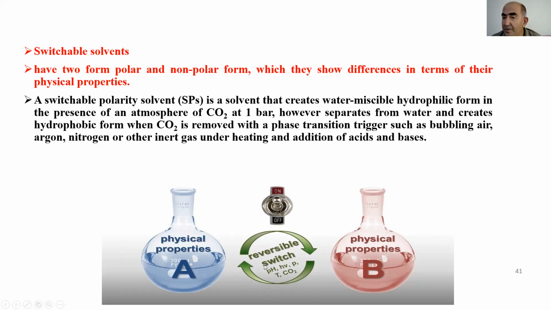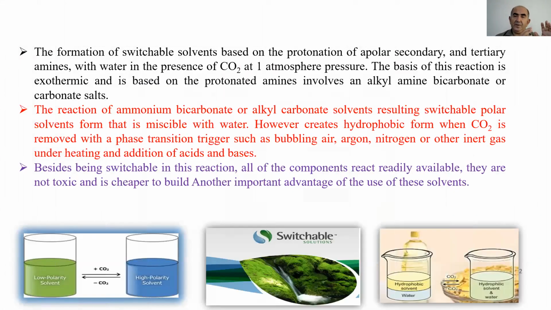pH is one of the important parameters. We can use pH, temperature, pressure, carbon dioxide and others. For example, by adding carbon dioxide to or removing carbon dioxide from our solvents, we can easily get whichever form we need. Due to these points, we use the term switchable solvents for these materials.